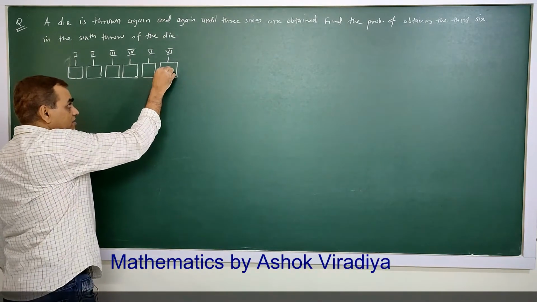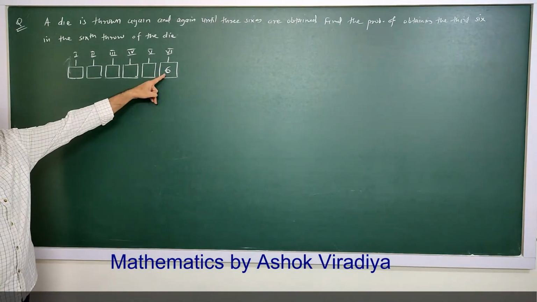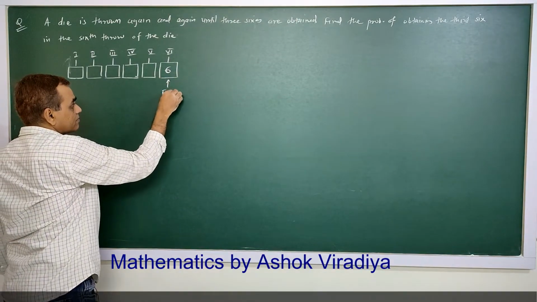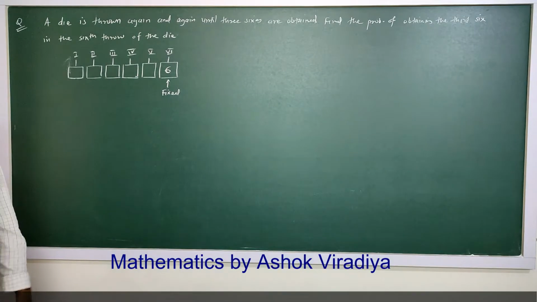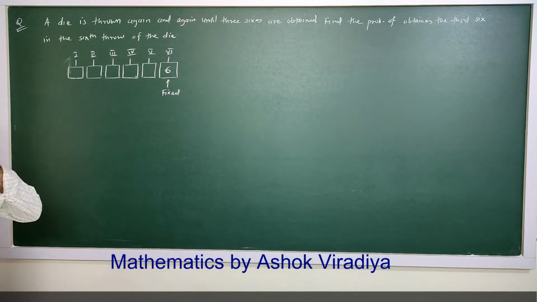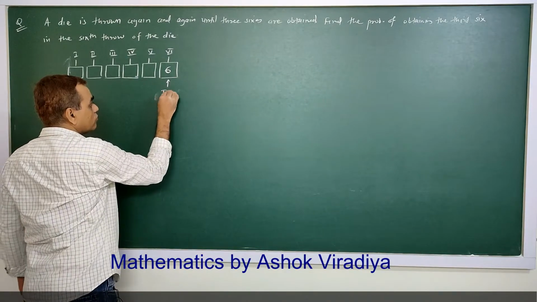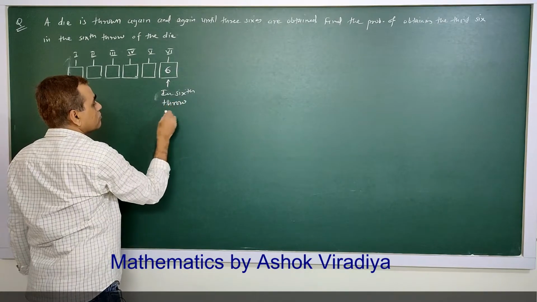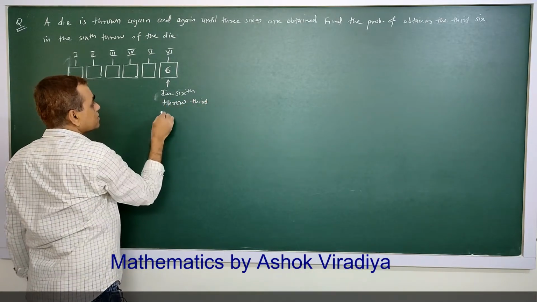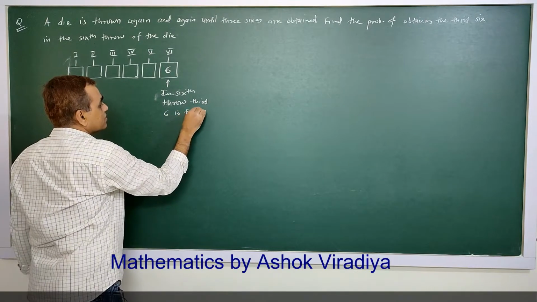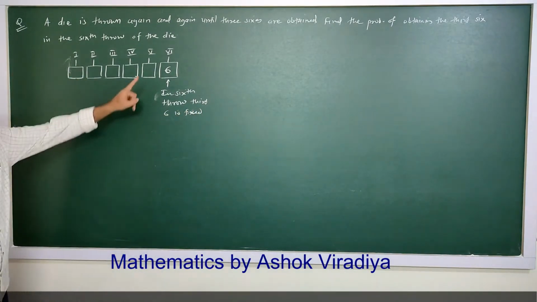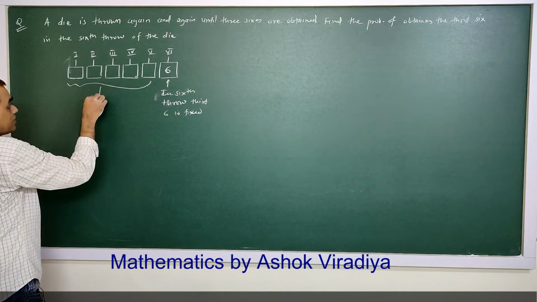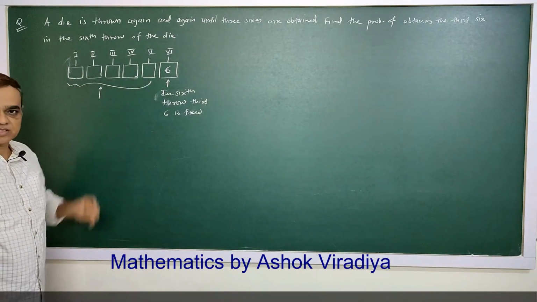So here we need third 6. This is fixed. Here it is fixed. In 6th throw, third 6 is fixed. So this is the third 6. That means first 2 sixes we need in the first 5 trials.